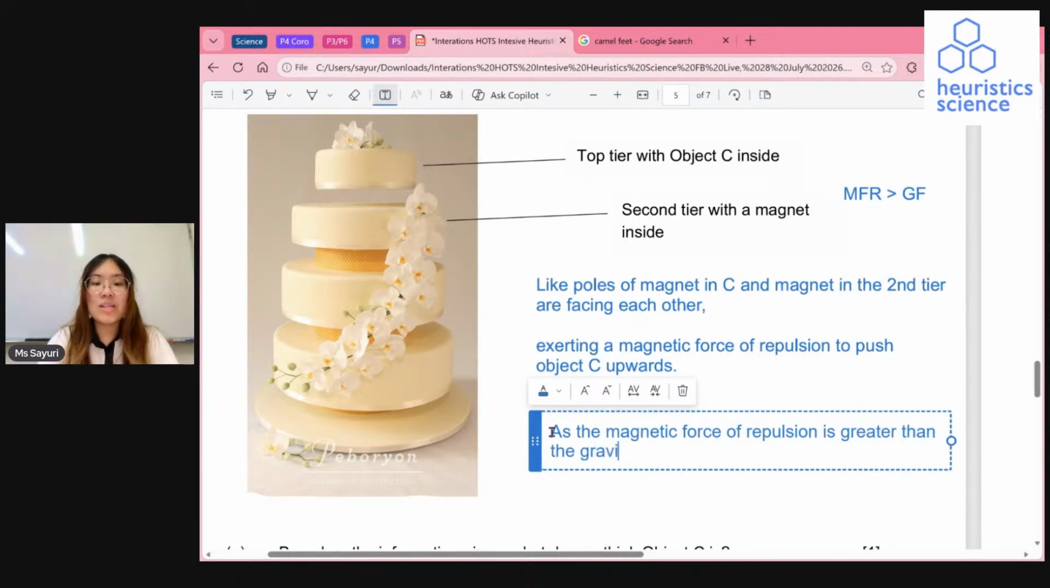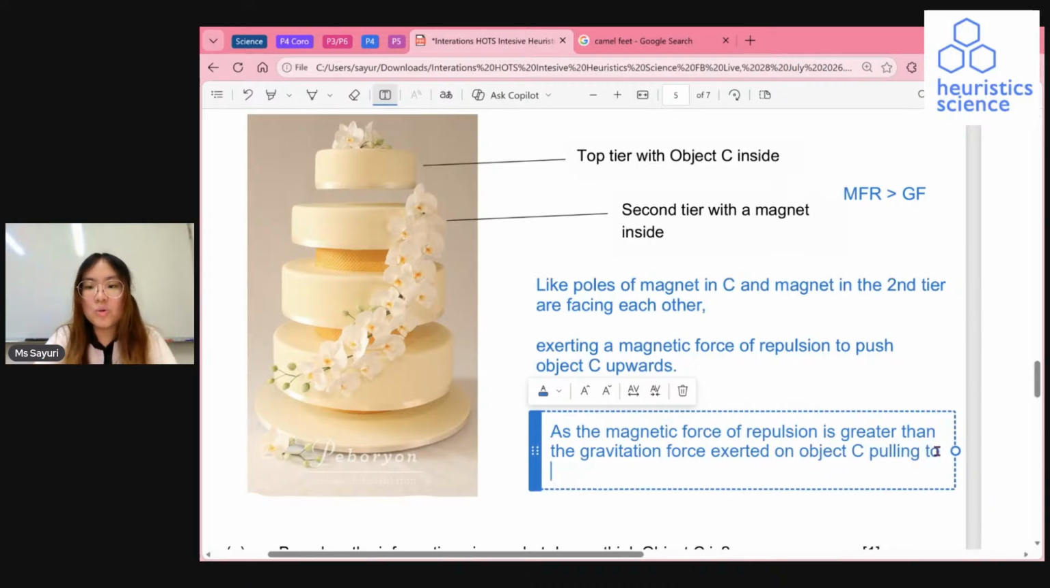The gravitational force exerted, still exerted, use that word, on the object C. I'm just going to write C, okay? Fine, I'll just write object C. Exerted on C to pull. Okay, I'll just write to pull object C downwards.